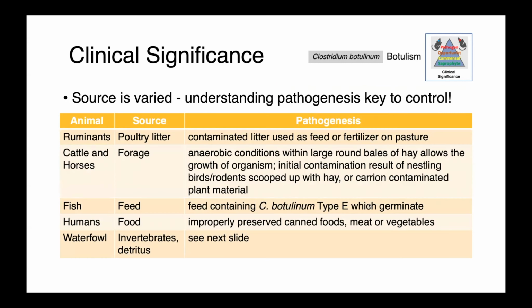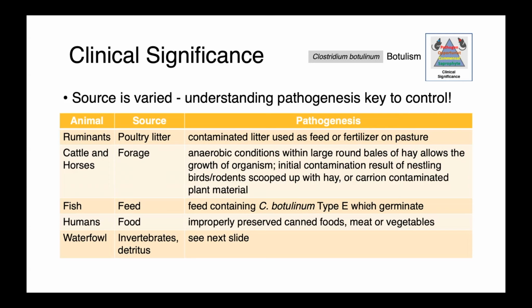The source of Clostridium botulinum or botulism toxin is varied, and understanding where it's coming from in each situation is really critical to understanding the pathogenesis and ultimately controlling and eliminating access to that toxin and preventing further propagation of disease. In our ruminant species, it's actually been associated with poultry litter, so contaminated poultry litter that's either used as feed or fertilizer on pasture. In cattle and horses, we can see forages as a source. So within large round bales, we can get anaerobic conditions at the center, allowing the growth of the organism.